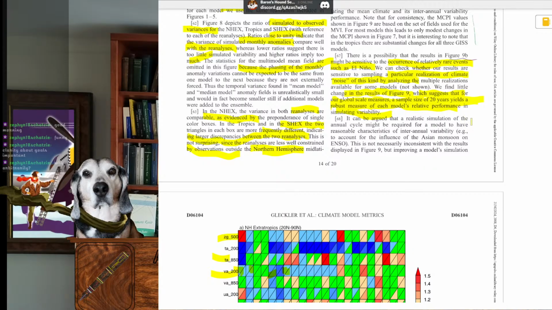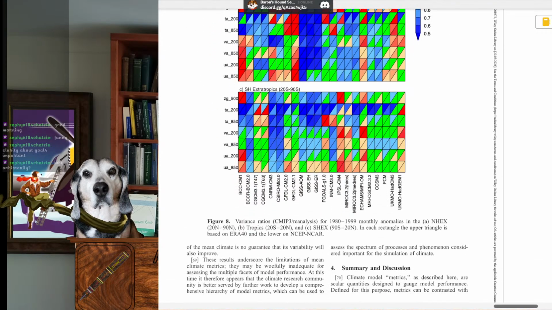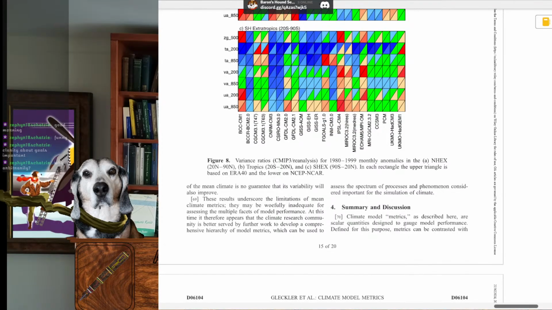It can be argued that the realistic simulation of the annual cycle might be required for a model to have reasonable characteristics of interannual variability, e.g. to account for the influence of Asian monsoon on ENSO. This is not necessarily inconsistent with the results displayed in Figure 9, but improving a model's simulation of the mean climate is no guarantee its variability will improve, right?